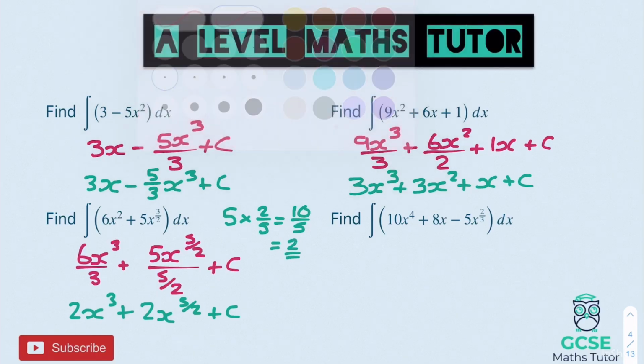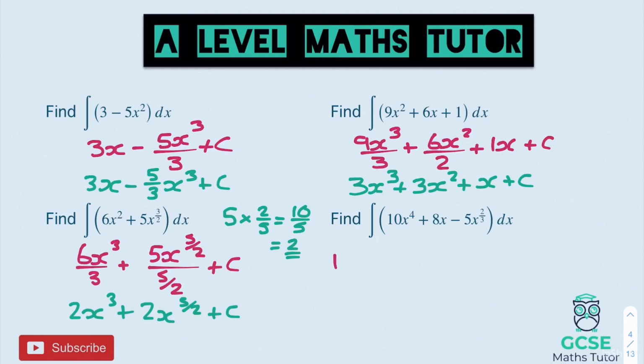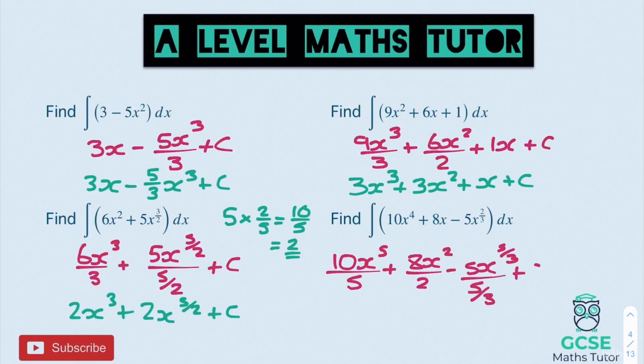And on to our final question here, we've got 10x to the power of 5, when we increase that, divide it by 5, plus 8x squared, divided by 2, minus 5x, add 3/3 to 2/3, again gives us 5/3, divided by 5/3, plus c at the end, and we'll simplify this down to finish off these questions.